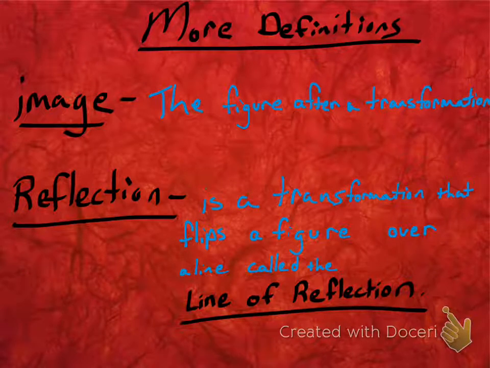Some more definitions. Image. Image actually has a definition in math. It's a figure after a transformation. So an image is a figure after a transformation. Reflection is a transformation that flips a figure over a line called the line of reflection. So basically it's like looking in the mirror and seeing yourself. That's reflection. And the line of reflection is the mirror.